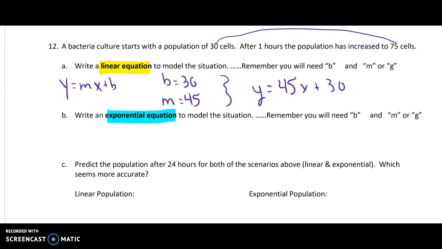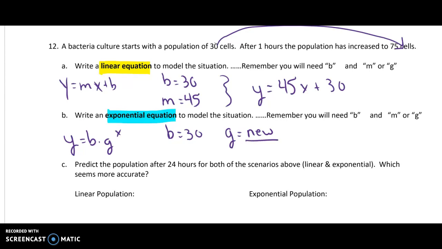And now we're going to do the same thing for exponential. So we're using the equation y equals b times g to the x. Our starting amount is still 30, but remember, g is what they multiply by. So this time what I want to check out is, what did I multiply by to make 30 become 75? In your flip book, in the bottom left-hand corner, we talked about growth factor, and we added the other day that to find g, you can take the new amount and divide it by the old amount. So the new amount is 75 and the old amount is 30.